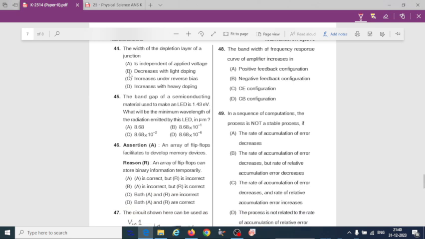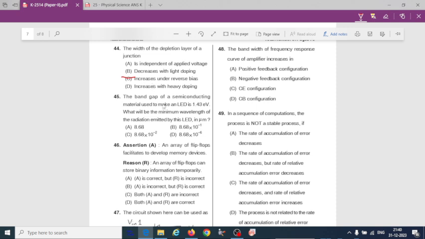So, here is the first question. The width of the depletion layer of a junction. Here, the four options given are: independent of applied voltage, decreases with light doping, increases under reverse bias, increases with heavy doping. So option C is correct: the width of the depletion layer increases under reverse bias.